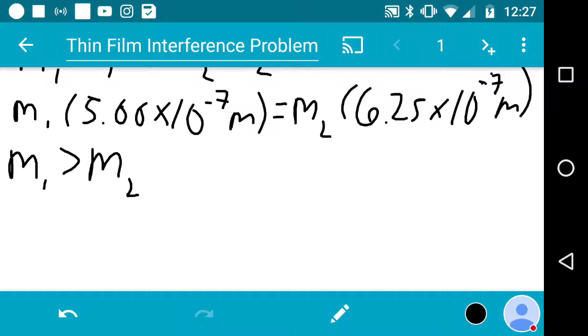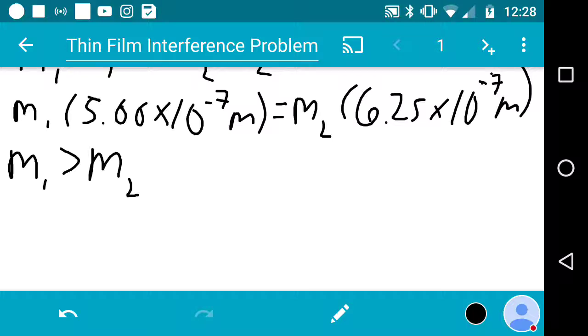Kind of what I do is, if you look at the 6.25, we're going to have to make that into an integer, in the loosest sense of the word, because it's not really an integer, it's a fraction. But you have m1 times 5.00 times 10 to the minus 7. That's always going to be multiples of 5, so 5, 10, 15, 20, 25. So the smallest value that's going to make 6.25 into something like that is going to be m2 equals 4.